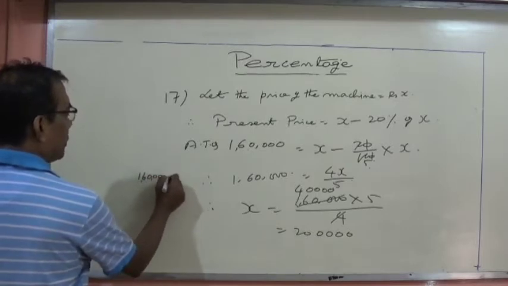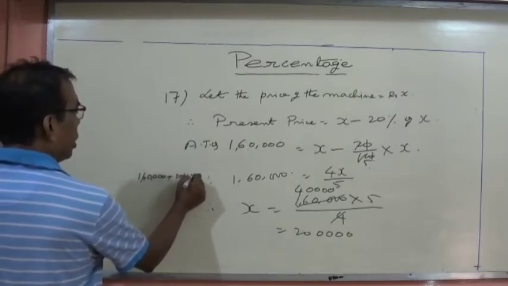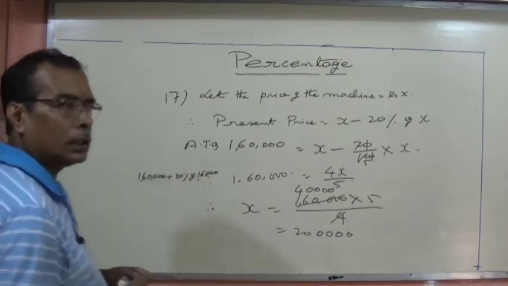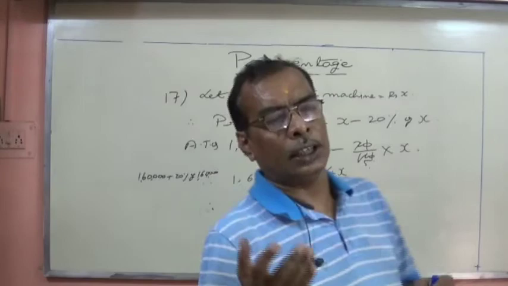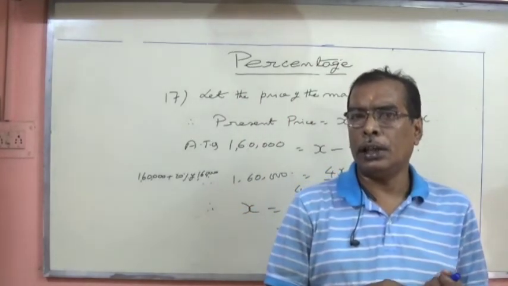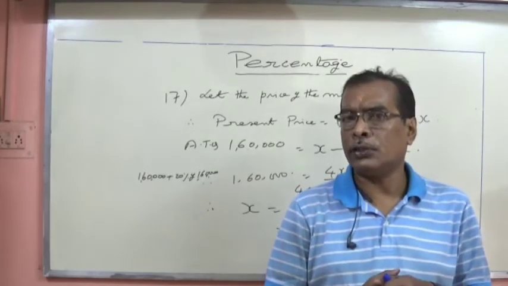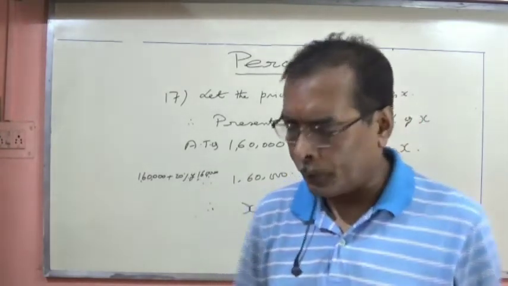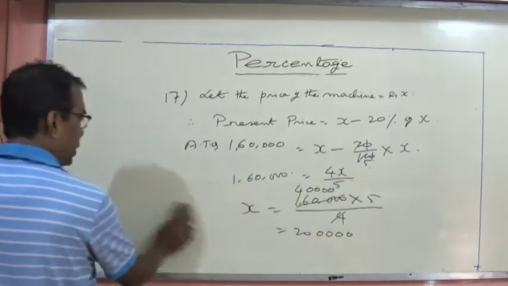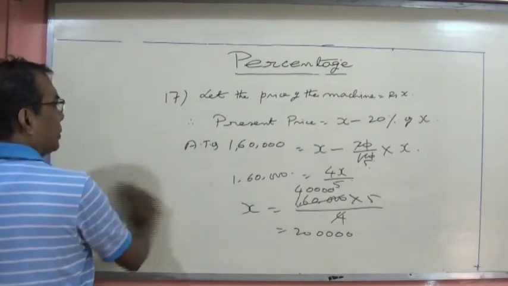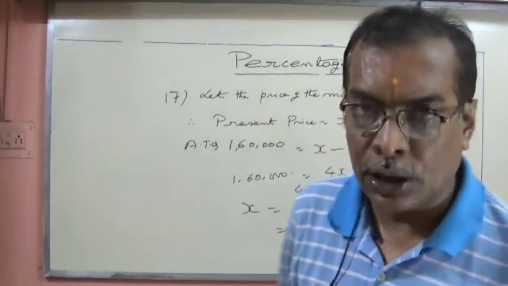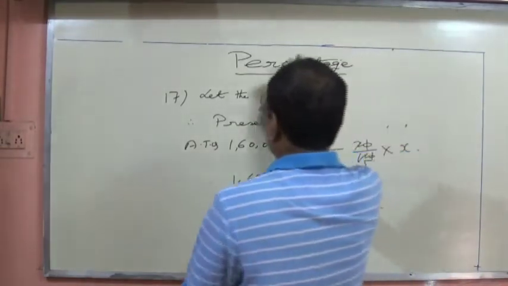1,60,000 plus 20% of 1,60,000. No, it is not like that. Depreciating does not imply it is increasing. This is actually the scenario. You should know these particular things. I will explain in just a minute. Let me solve one more question, then I will explain one very interesting fact based on percentages. Now, next question.